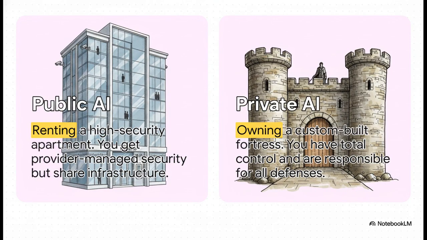So to really wrap our heads around this, let's use an analogy. Think of public AI like you're renting a super high-security apartment. You get all this top-notch professional security managed for you, but you're sharing the building. Private AI, on the other hand, is like owning your own custom-built fortress. You have absolute total control, but you're also the one responsible for building and maintaining every single wall, every single lock. This core idea, renting versus owning, is going to be the key to understanding every strategy we talk about today.